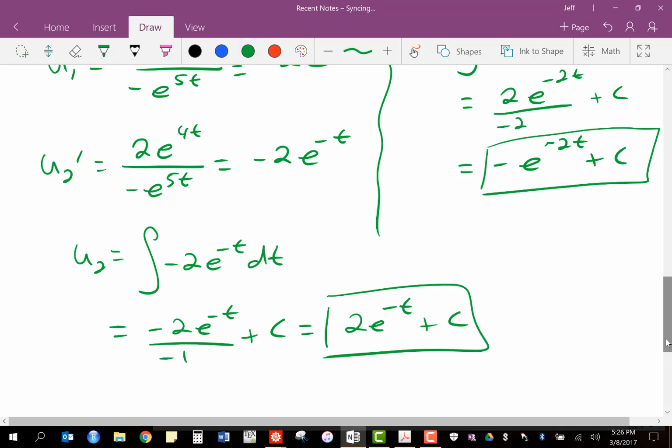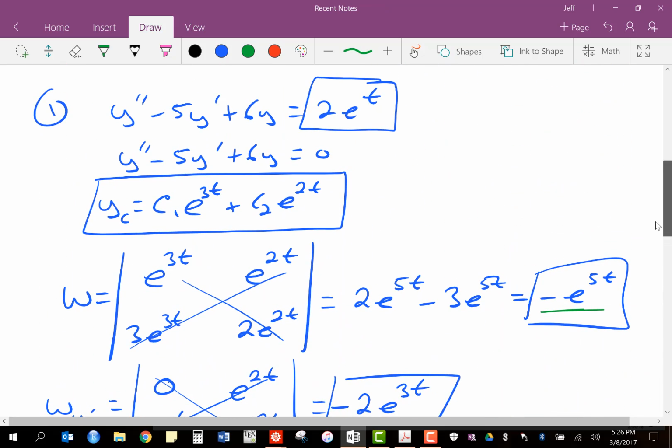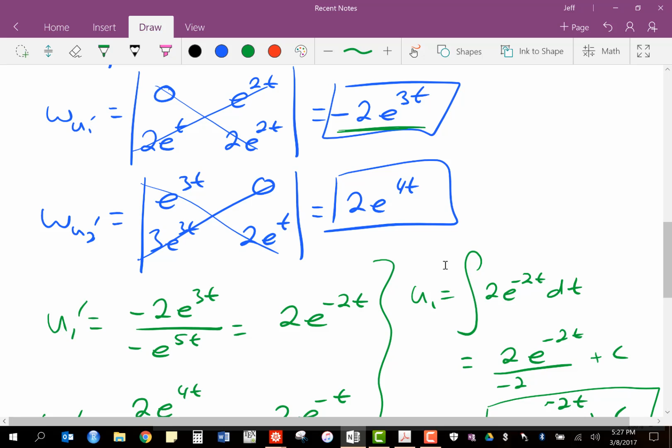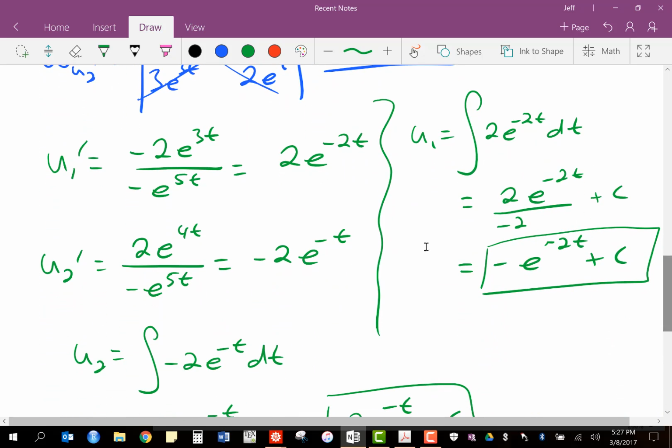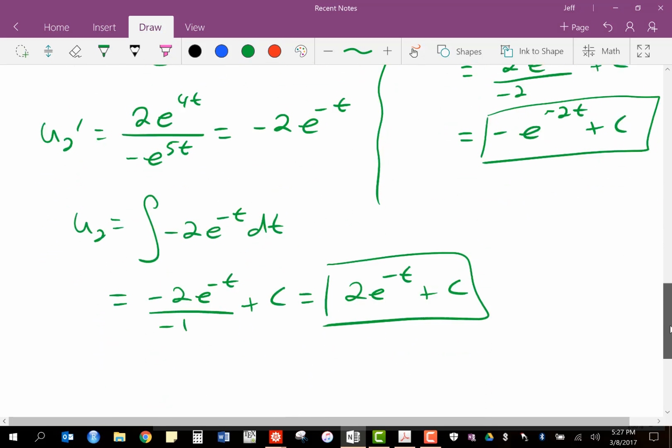All right, let's just pause and make sure that we're clear about where we were. If I go back up to the top, I took the differential equation, solved the homogeneous part, got the two solutions y1 and y2, e to the 3t, e to the 2t. Found the Wronskian of those solutions, substituted in 0 f of t for the first column, found the determinant, substituted in 0 f of t for the second column, found the determinant, found u1 prime and u2 prime, and then integrated to find u1 and u2.